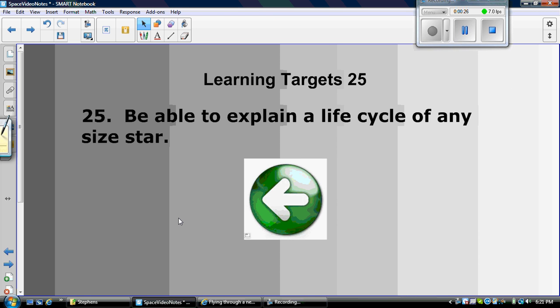Okay, this is learning target 25. Be able to explain a life cycle of any size star.